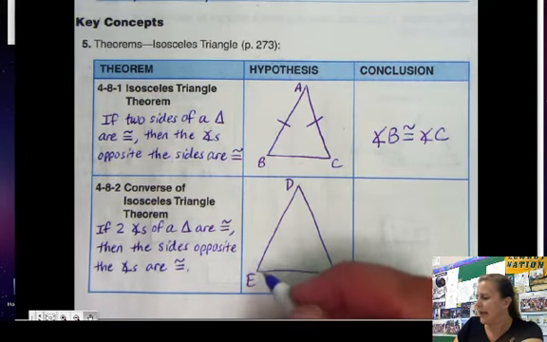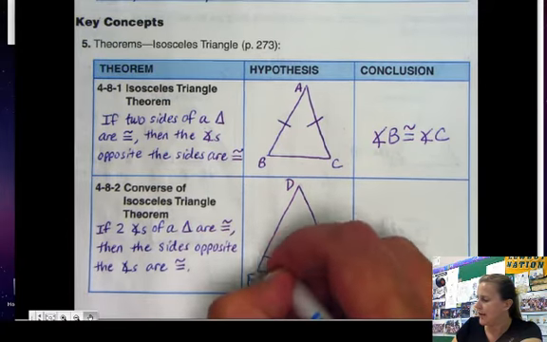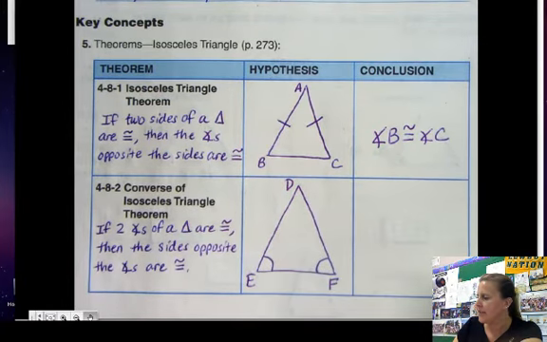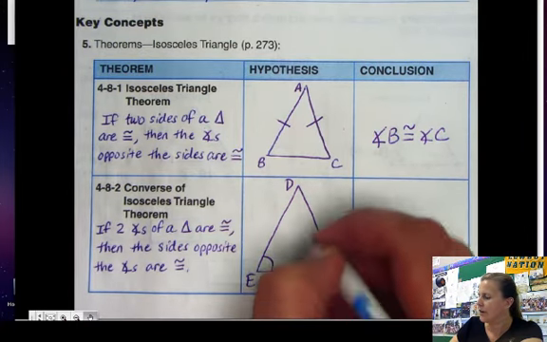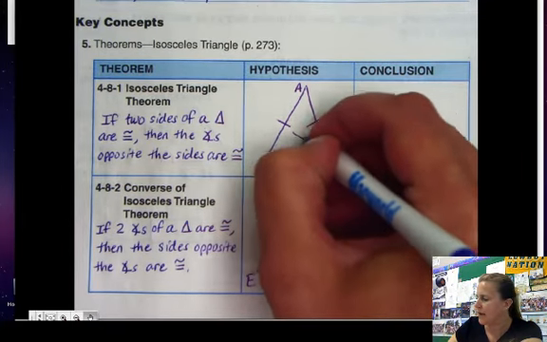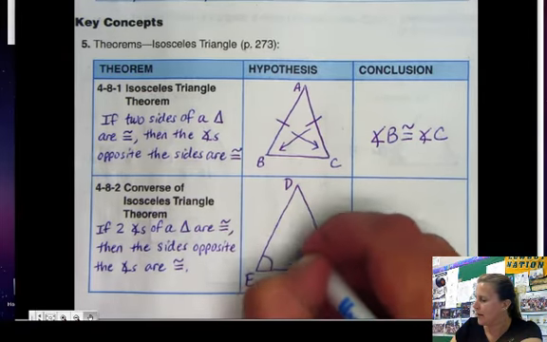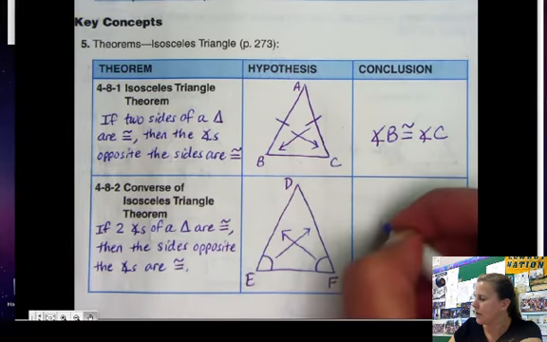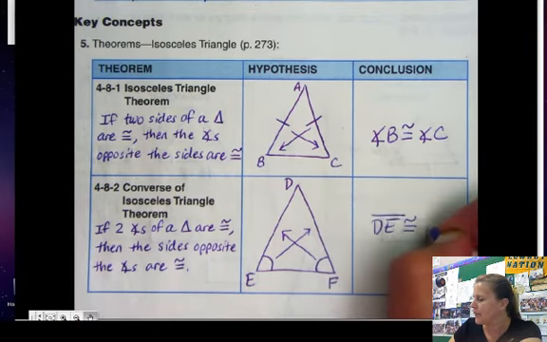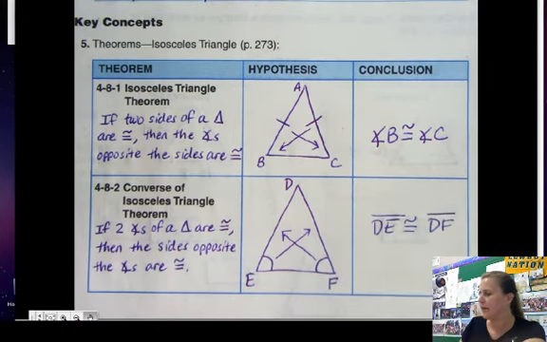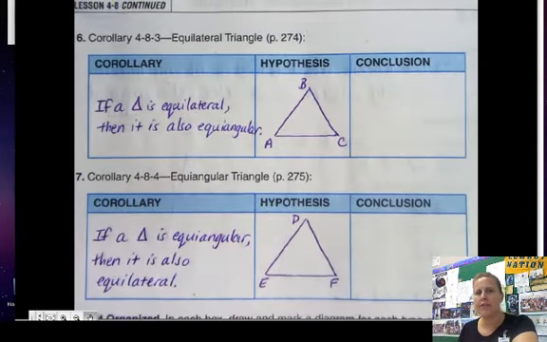Also, if two angles of a triangle are congruent, then the sides opposite those angles are congruent. So here we went this way, and here we're going up this way. So DE has to be congruent to DF. Okay? So a couple of corollaries for that.